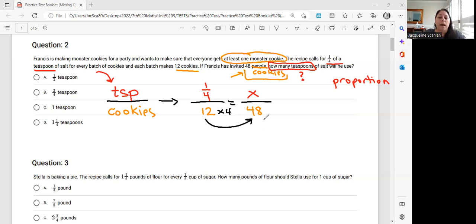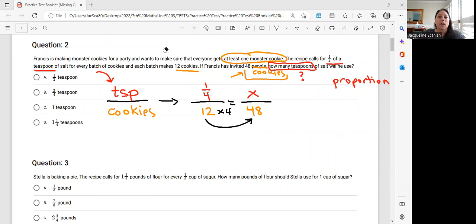Okay, if you didn't know that, you could take 48 and divide it by 12 to figure out how you got there. You could have used a calculator for that. You could have used long division. It's up to you. If you're not so good with your 12 facts, you probably want to use a calculator. All right, so I know that to get from 12 to 48, I times it by 4.